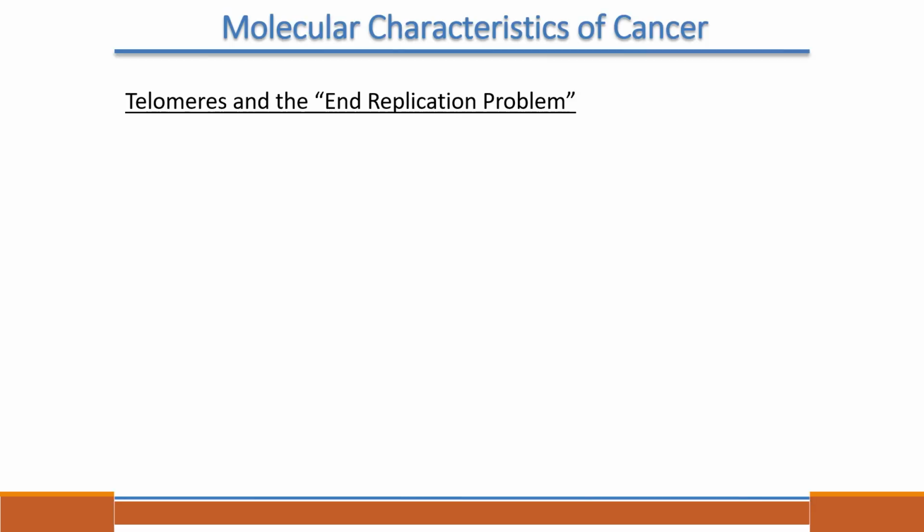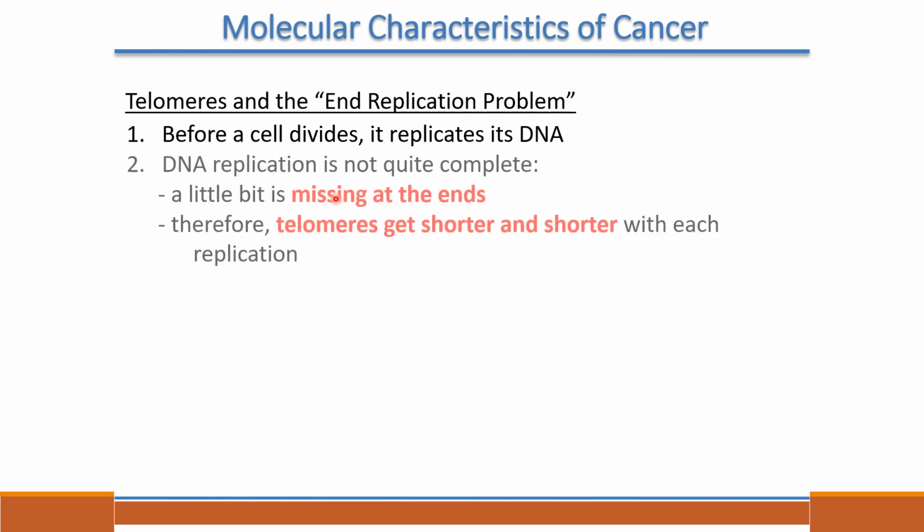So now, to summarize all the things that we have talked about, this problem with the telomeres and the end of the replication problem, I want you to remember the following things. First, before a cell divides, it replicates its DNA. I think this is clear for everybody. Second thing, the DNA replication is not quite complete. Sometimes a little bit is missing at the end, so at the end of those telomeres, yeah. So therefore, the telomeres will start getting shorter and shorter each replication.